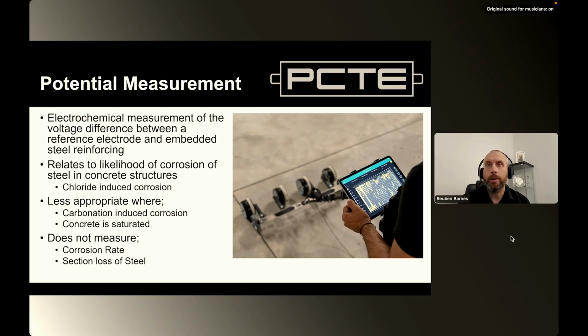You'll find this with a lot of the corrosion measurements. We're not directly measuring corrosion per se; we're taking some measurements from which we can infer some things about the corrosion state of the steel.